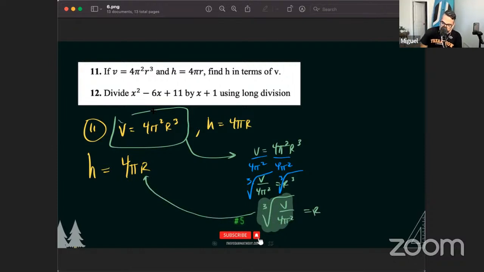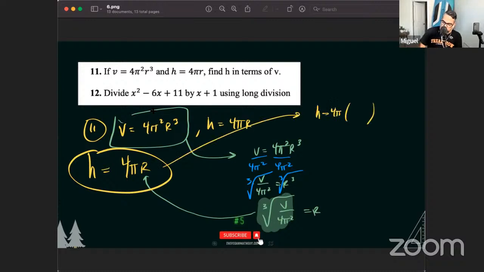Okay, so hopefully I have enough space. I'm just going to take this equation and put it on the right hand side here. So h is equal to 4 pi. But now I'm going to plug in that equation for r that we found. So this is going to be the cubic root of v over 4 pi squared.